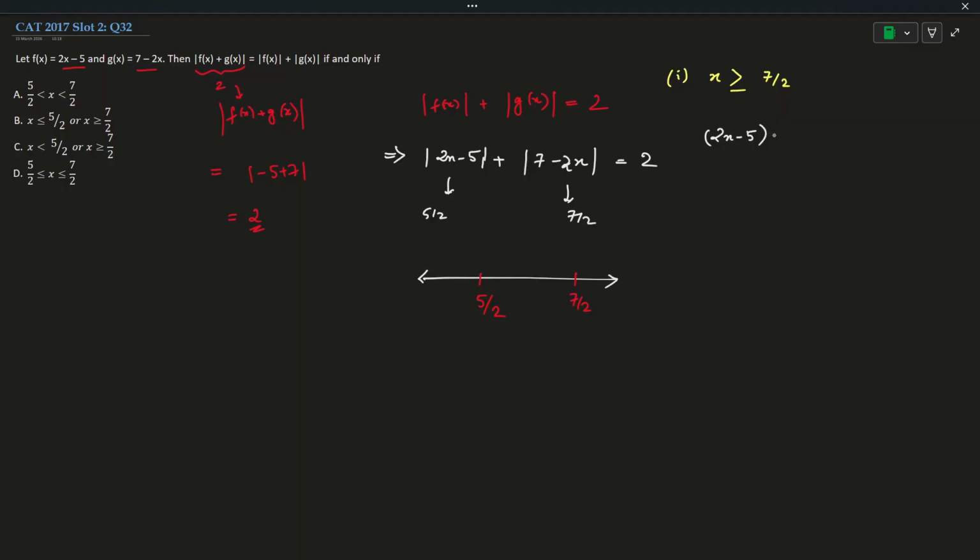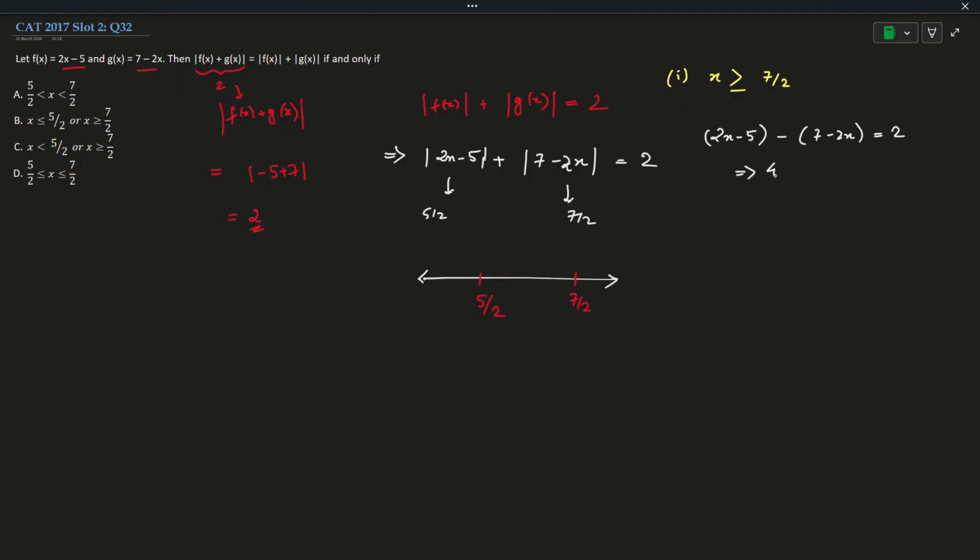7 minus 2x, so 7 by 2 is 3.5. So if I take a number which is greater than 3.5, let's say 4, then this will become 8. So 7 minus 8 is minus 1. That means it will open with negative. 7 minus 2x equal to 2.